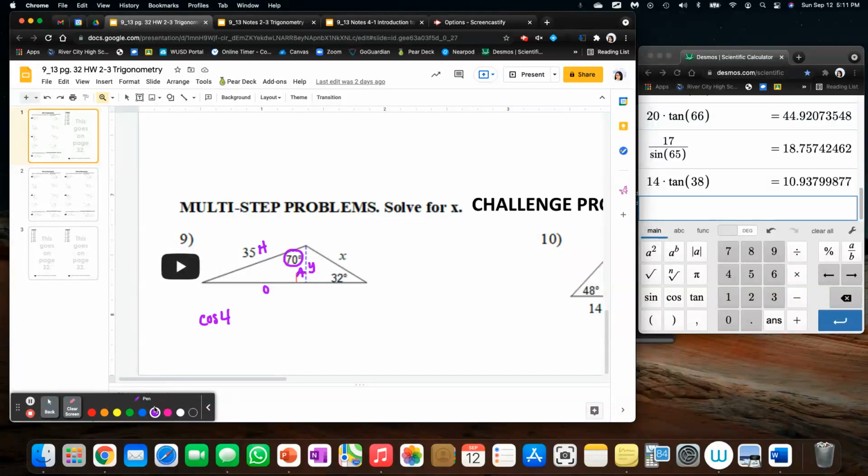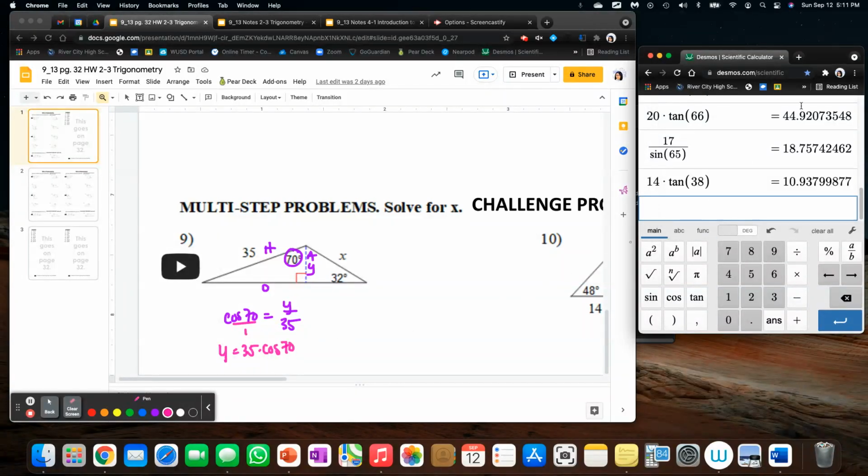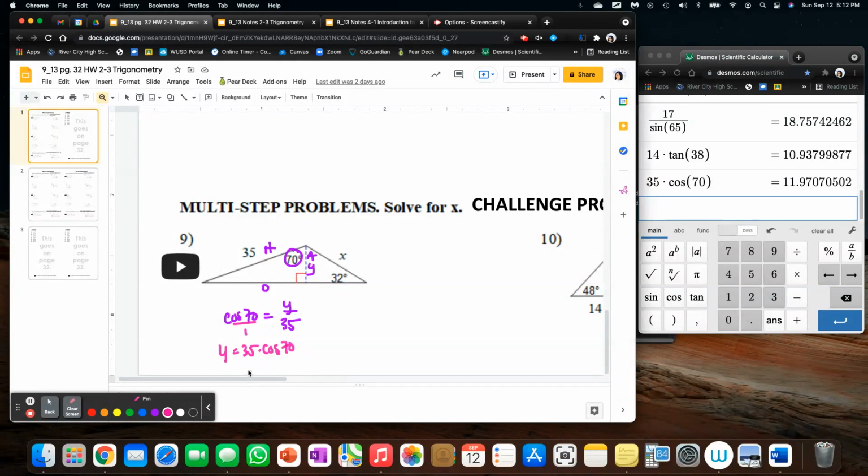Oops. So this is my hypotenuse. Sorry, I just deleted everything. This is my adjacent and hypotenuse, so it's going to be cosine 70 equals adjacent over hypotenuse, y over 35. And then when we cross multiply, it should just be y equals 35 times cosine of 70. We get 11.97.